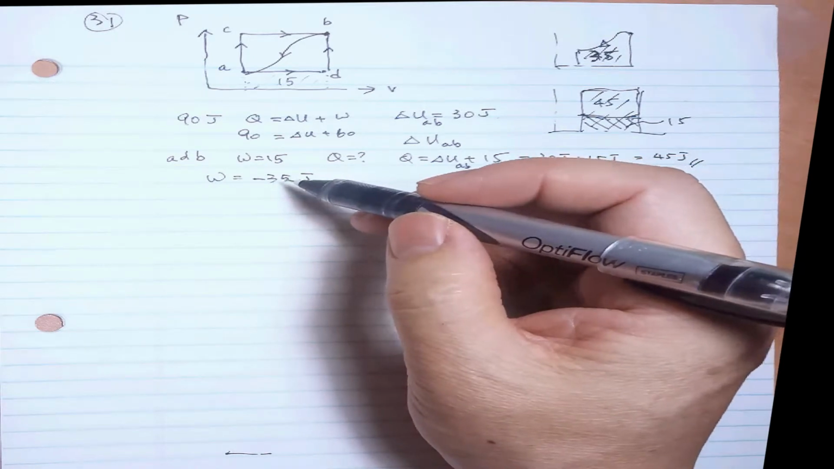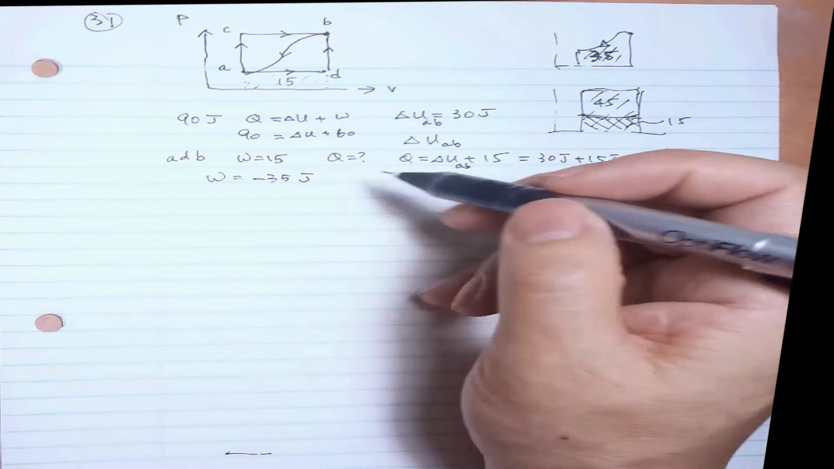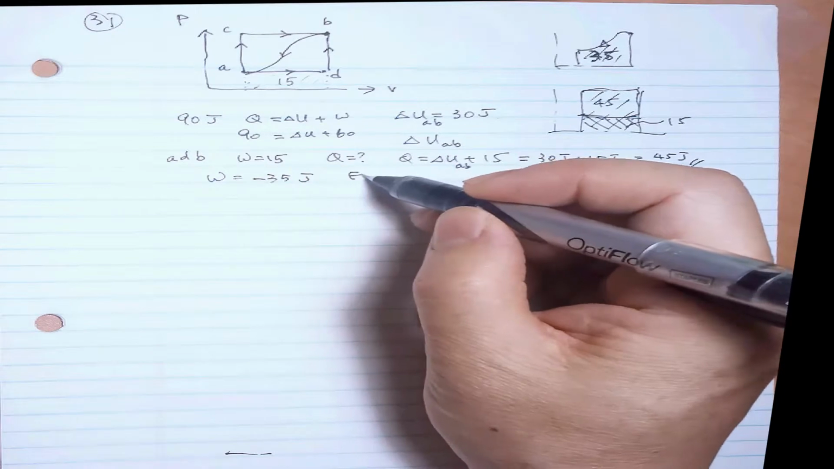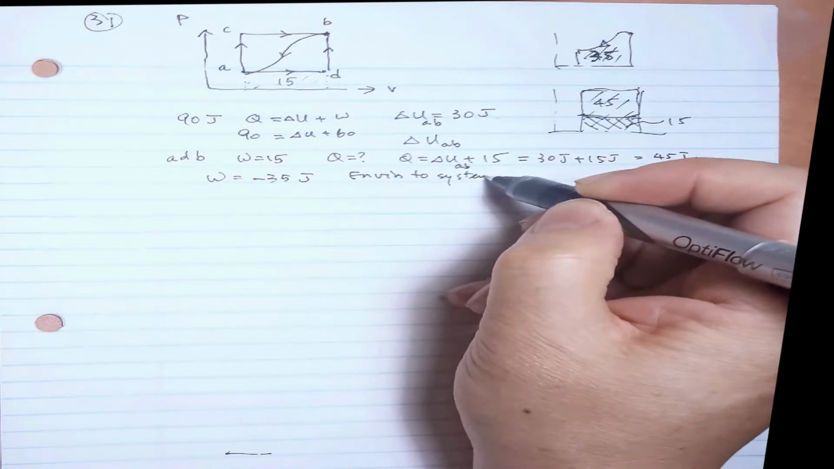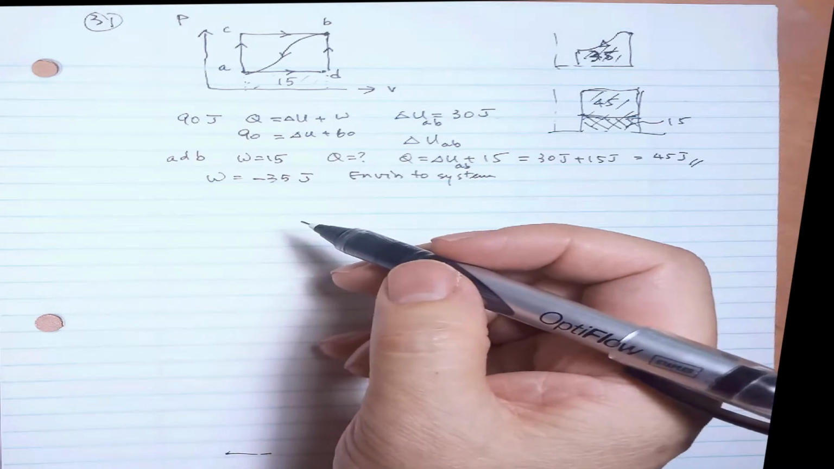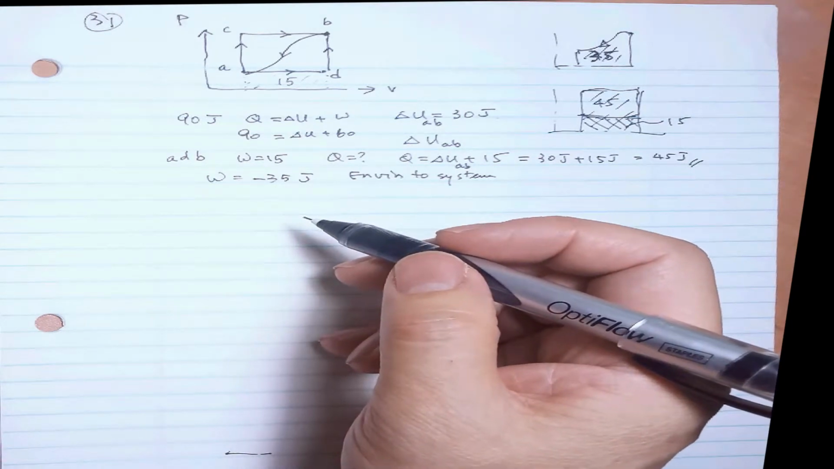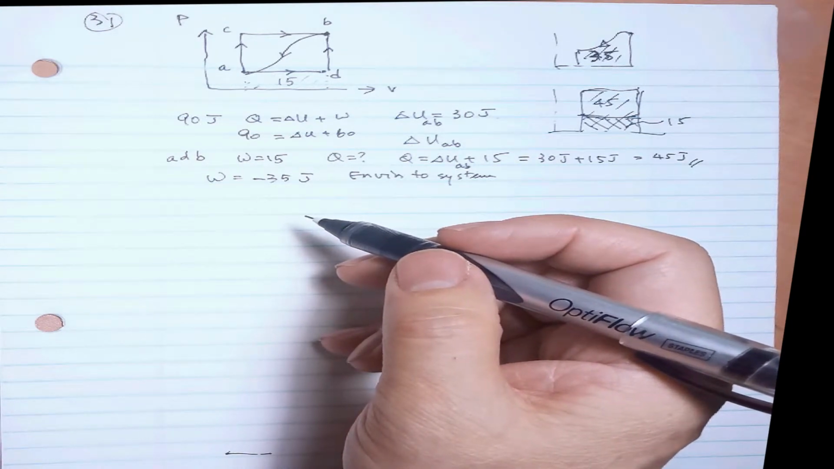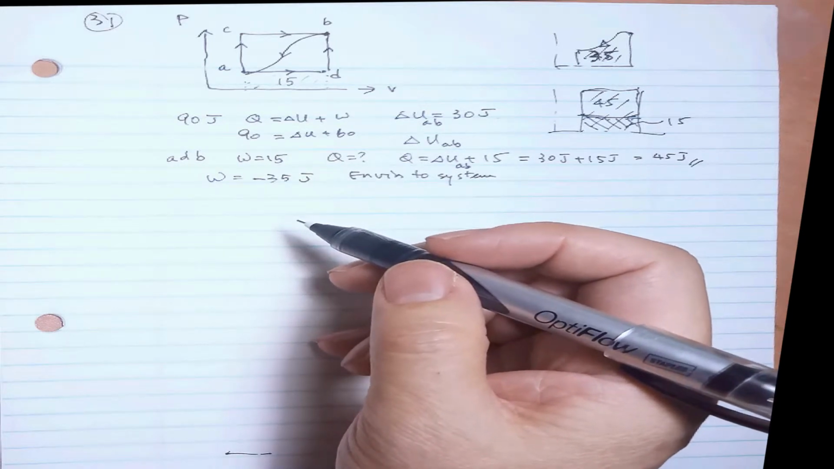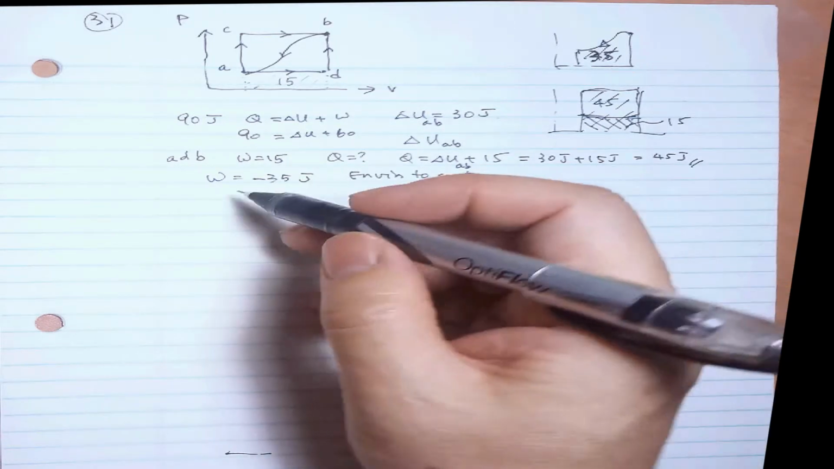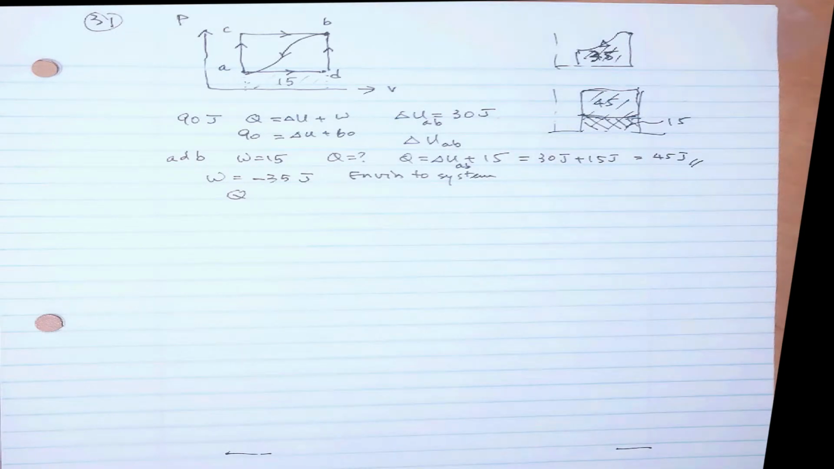If W is negative, then that means the work is not done by the system to the environment, but rather it is done by the environment on the system, because this is negative. So part B says, when the system is returned from B to A along the curved path, the absolute value of the work done by the system is 35. Does the system absorb or liberate heat? If that is the heat they're talking about, then we have to look at Q.